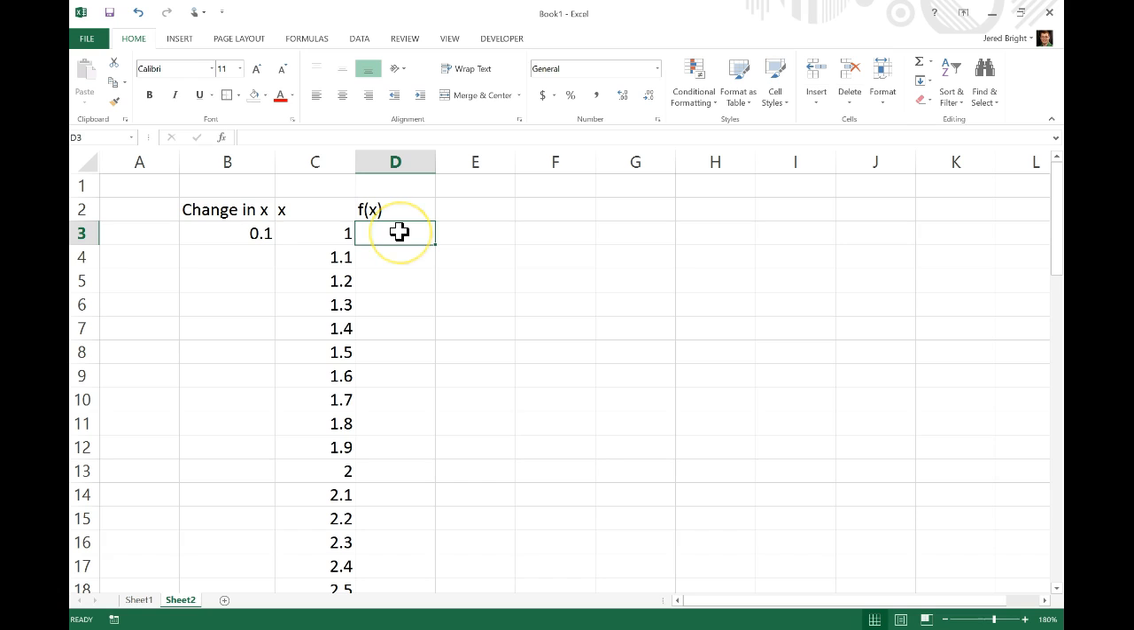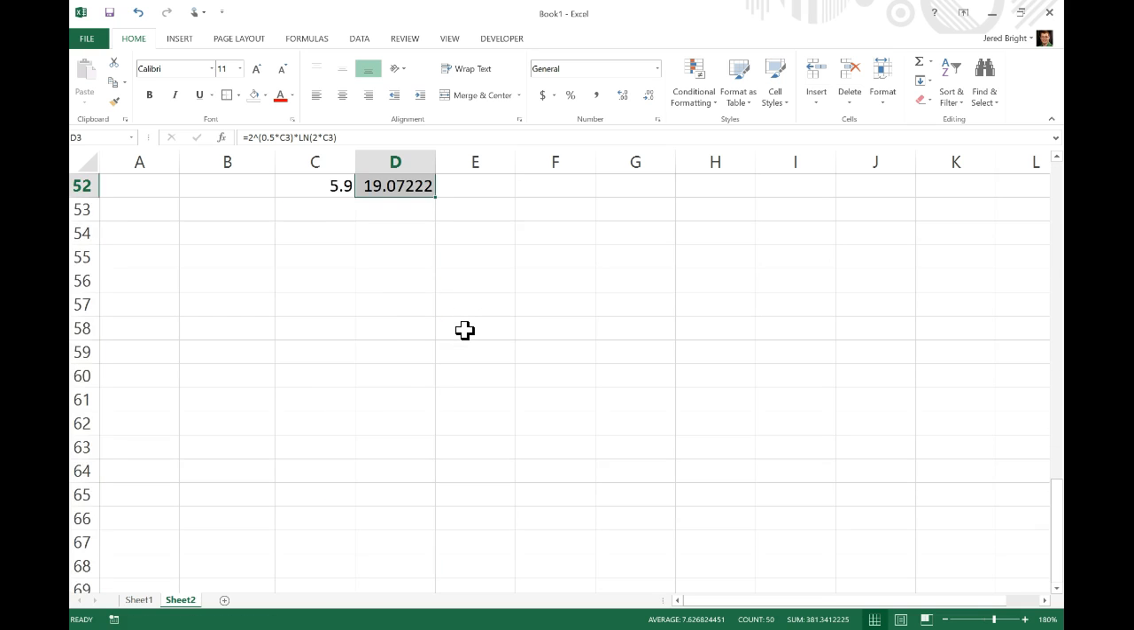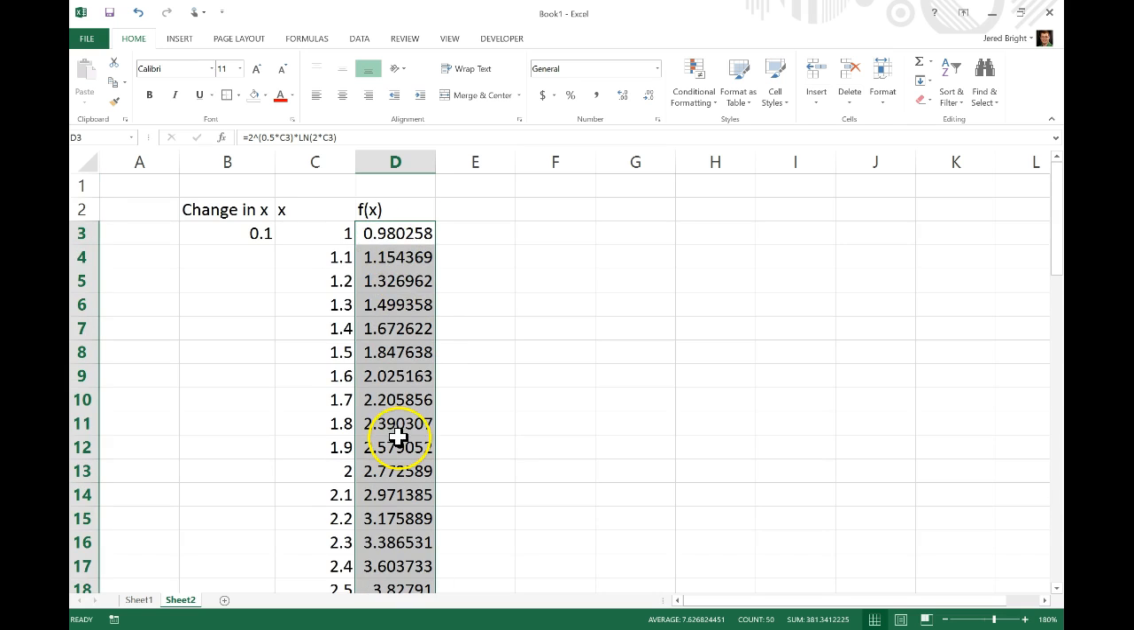Okay, so then I can compute the function value by doing, okay, so let's see, it was 2 to the power of 0.5 times my x value times natural log of 2 times my x value. Okay, compute that, and I can double click on the lower right corner to have it compute everything for me. Okay, so these are all my heights.